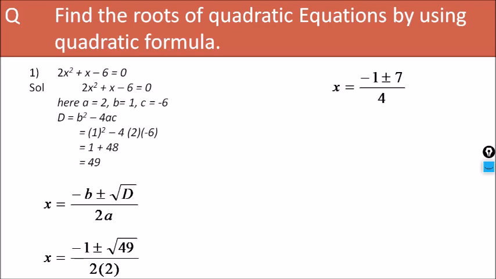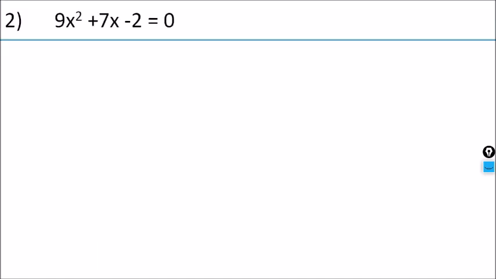So we are going to consider two values of x. In the first case, 7 is positive, so we get minus 1 plus 7 upon 4. In the second case, 7 is negative, minus 1 minus 7 upon 4. So by solving this, we get the two values of x, 3 by 2 and minus 2.